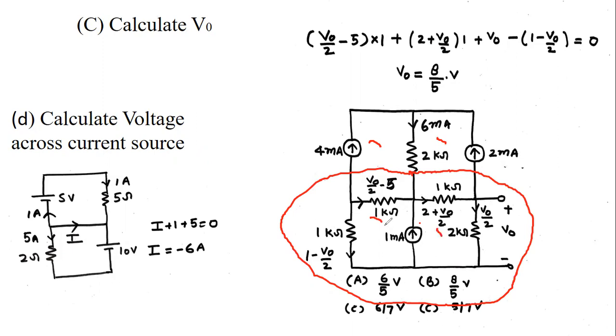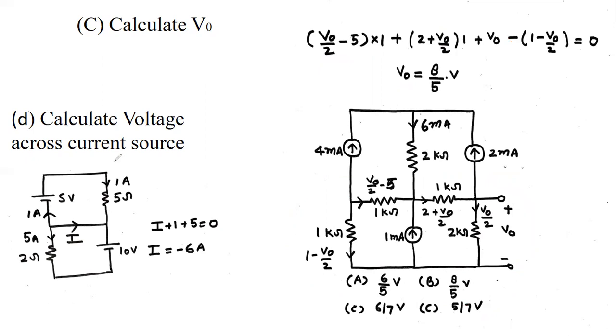So now we are applying the KVL starting from this point. Current in this branch is V0 by 2 minus 5, multiplied with 1. Current in this branch is 2 plus V0 by 2, into 1 plus V0. And in this branch we are moving opposite to the current, so this is minus of 1 minus V0 by 2. When we solve this, V0 equals 8 by 5. By mistake we repeated this problem, or something is wrong. We will discuss it in the next lecture.